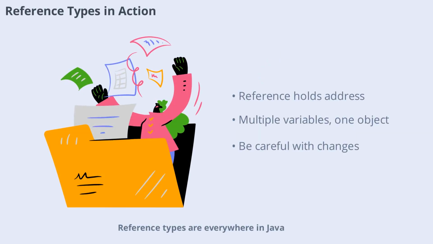Reference types are everywhere in Java. Whenever you create an object like a string, an array, or a custom class, you're working with references. The variable holds a memory address, not the actual data. This means you can have multiple variables pointing to the same object, which is powerful but can also lead to bugs if you're not careful. Understanding how references work is essential for managing complex data structures and avoiding unexpected behavior.